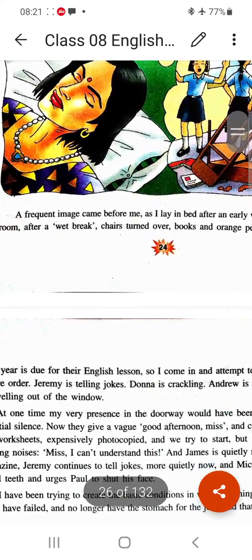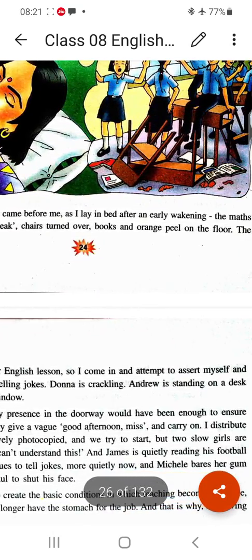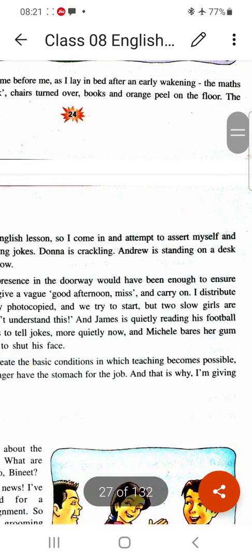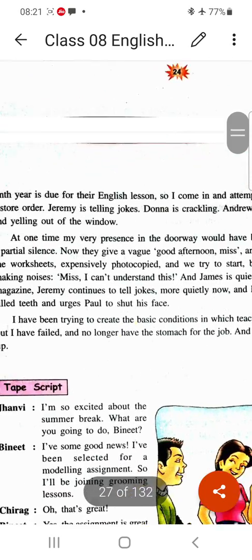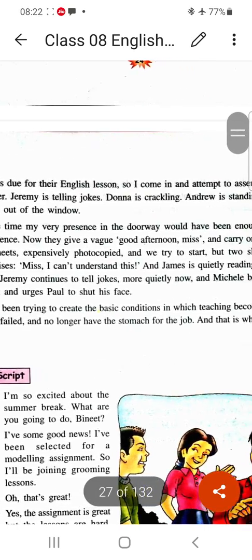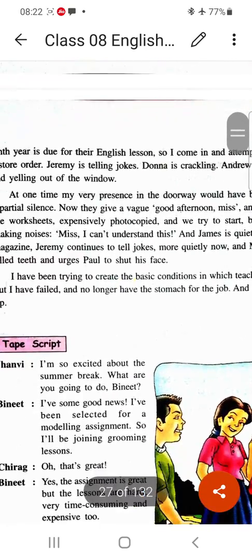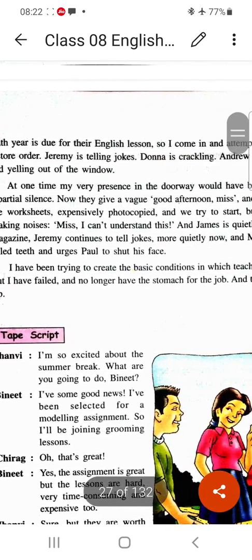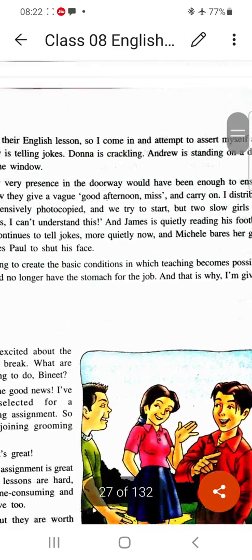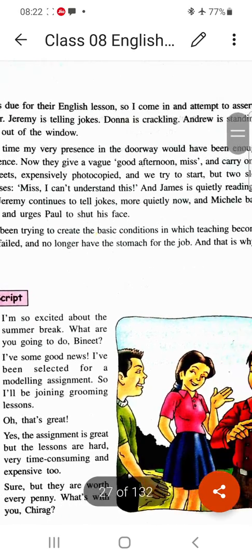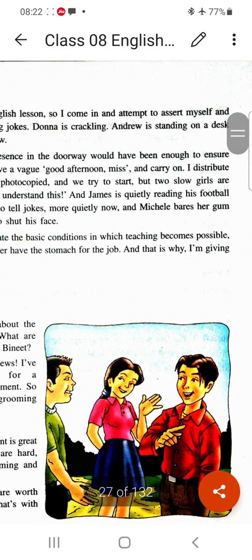The maths room after a wet break. Chairs turned over, books and orange peel on the floor. The tenth year is due for their English lesson, so I come in an attempt to assert myself and restore order. Jeremy is telling jokes, Donna is cackling, Andrew is standing on a desk and yelling out of the window. At one time, my very presence in the doorway would have been enough to ensure a partial silence. Now they give a vague "Good afternoon, miss," and carry on.